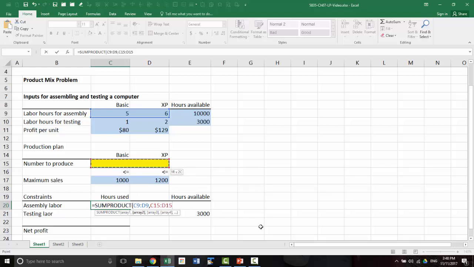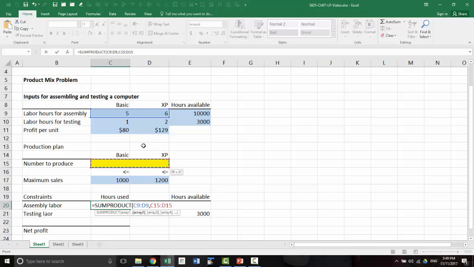What SUMPRODUCT will do is take corresponding cells from each range and multiply. So it will multiply that with that, then it will multiply that with that. It will first find all these products, and then sum all those products. That's why it's called sum product, which is exactly what we did by going cell by cell, pairing them ourselves. So if you have a range that is 3000, you can just set up this formula very easily using SUMPRODUCT.